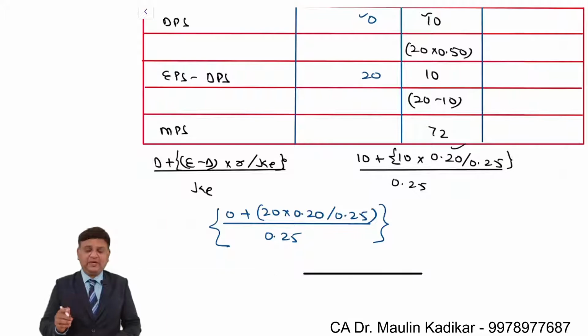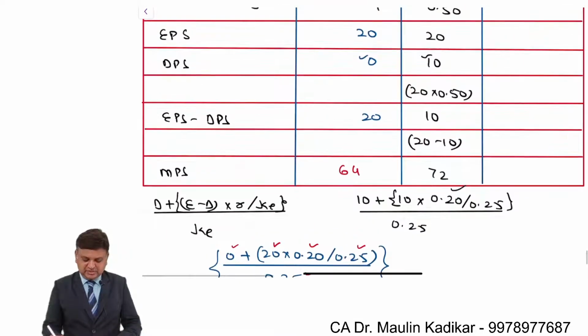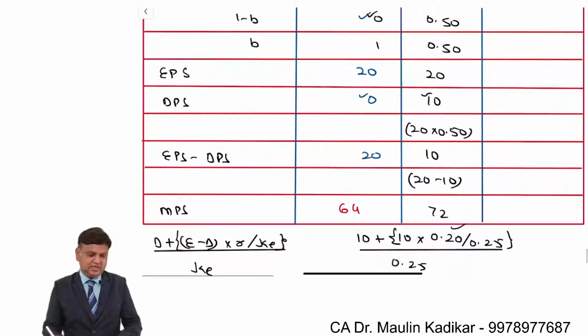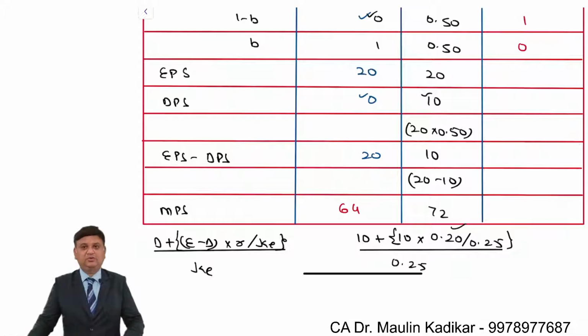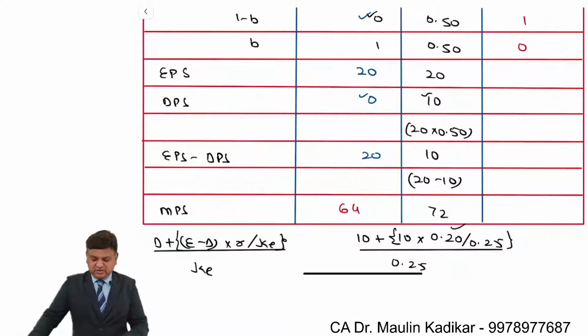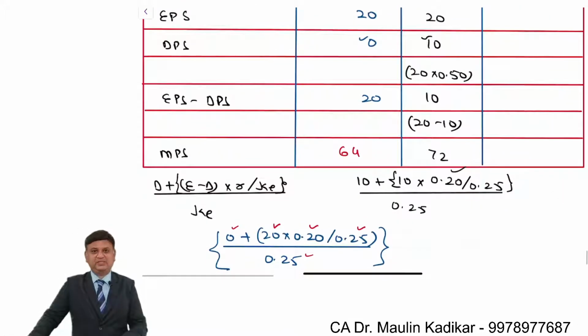So again please use your calculator. This is 20 into 0.2. That comes to 4. 4 divided by 0.25 is 16. 16 plus 0 is 16 itself. Divided by 0.25, that comes to 64. That is the way the market price of the share 64 can be calculated. In the last case, dividend payout ratio is 1 and the retention ratio is 0. Try to calculate the answer of the third question please, and put your answer in the chat box.